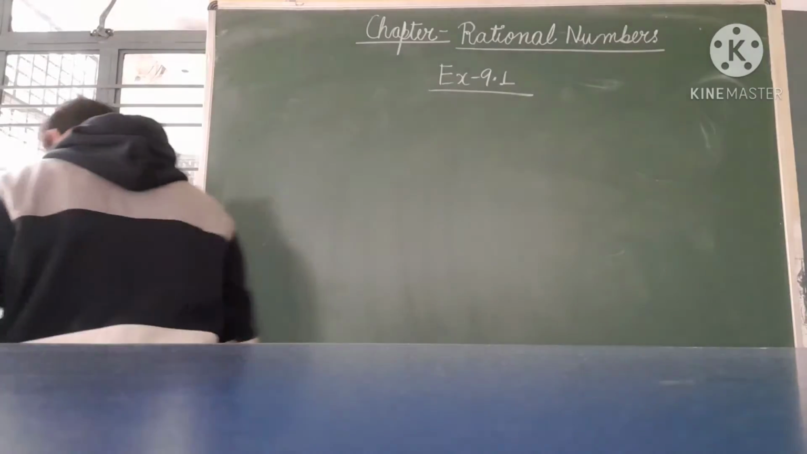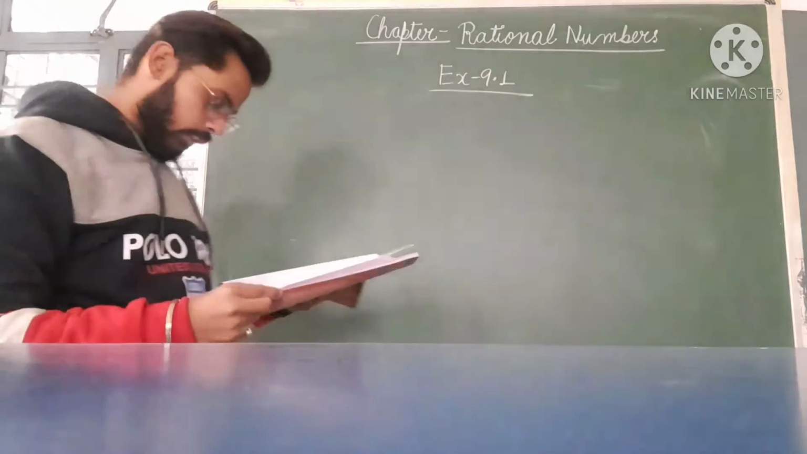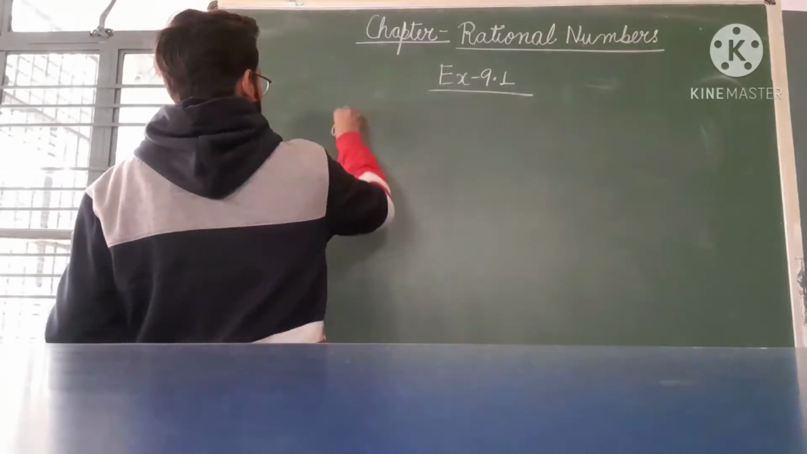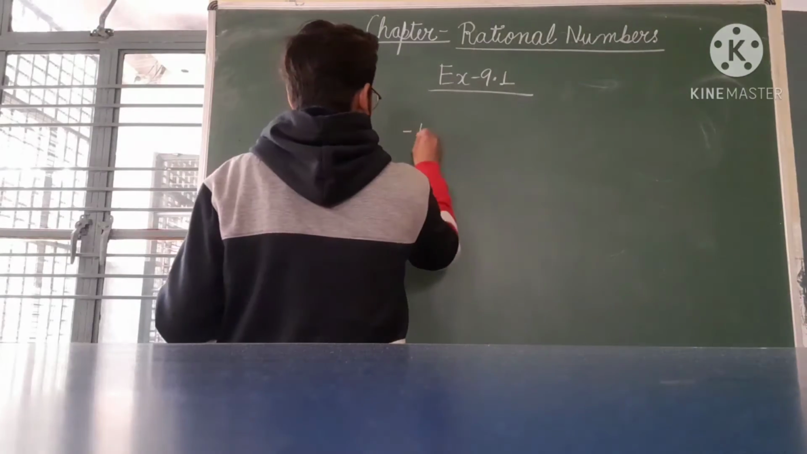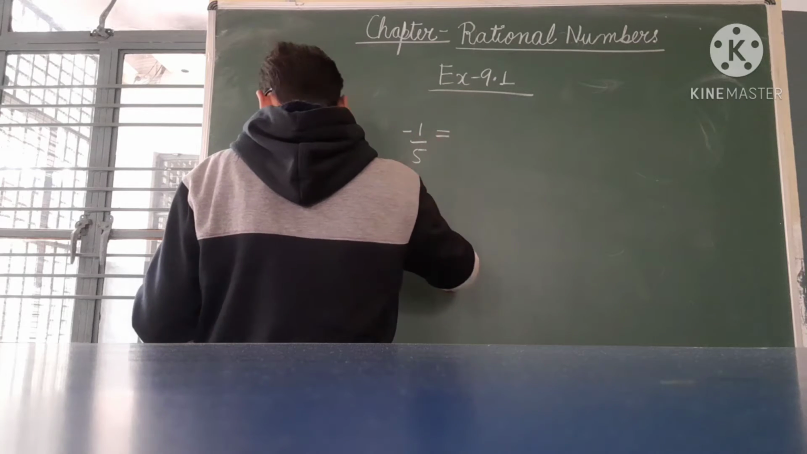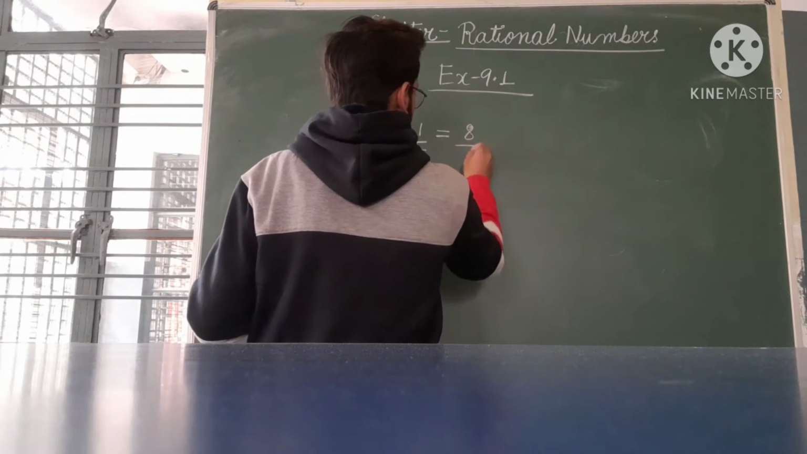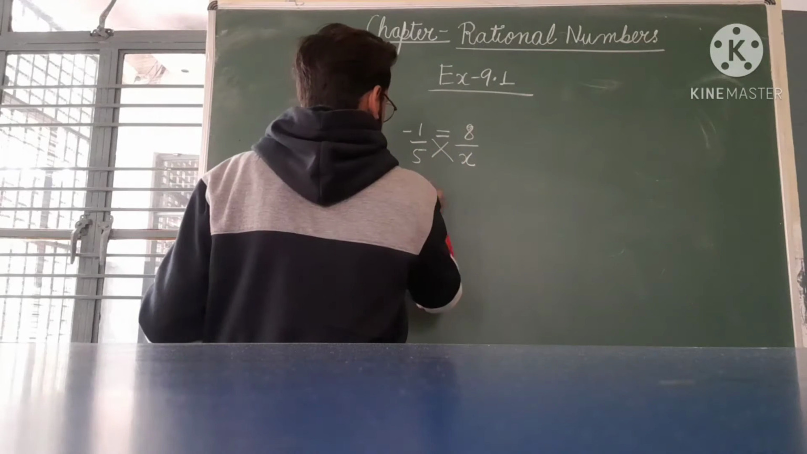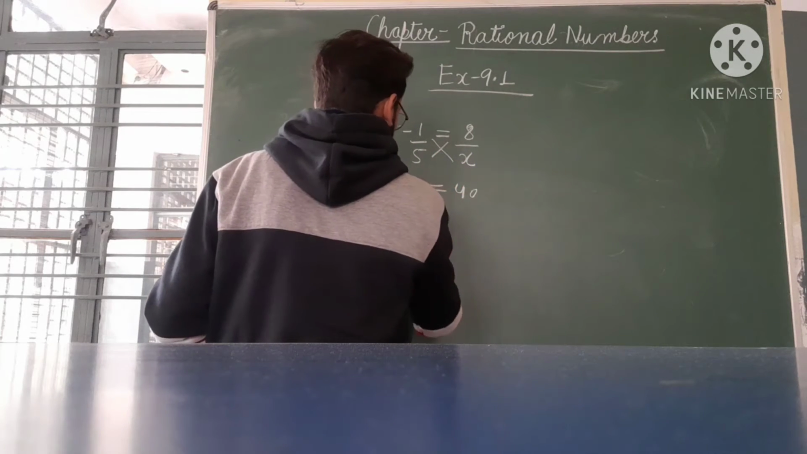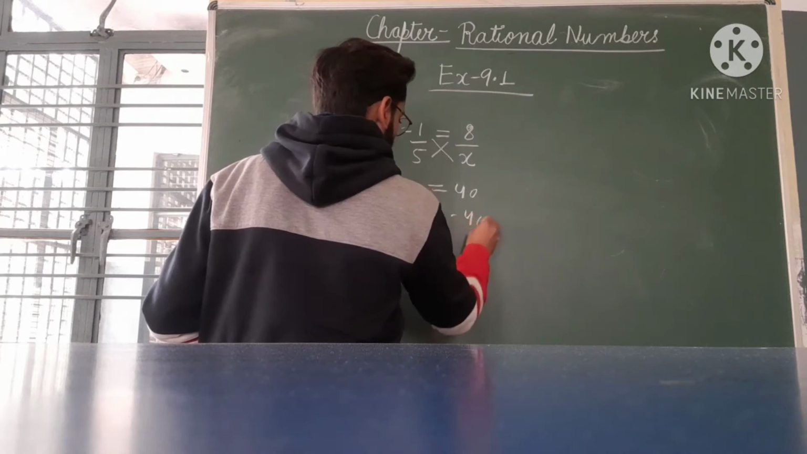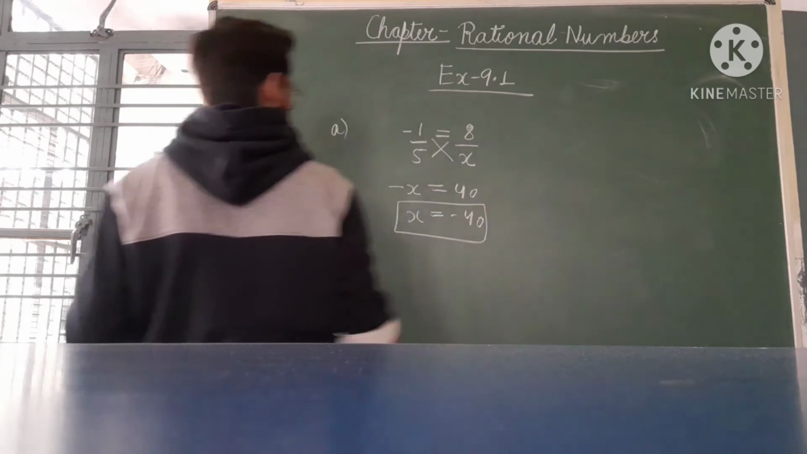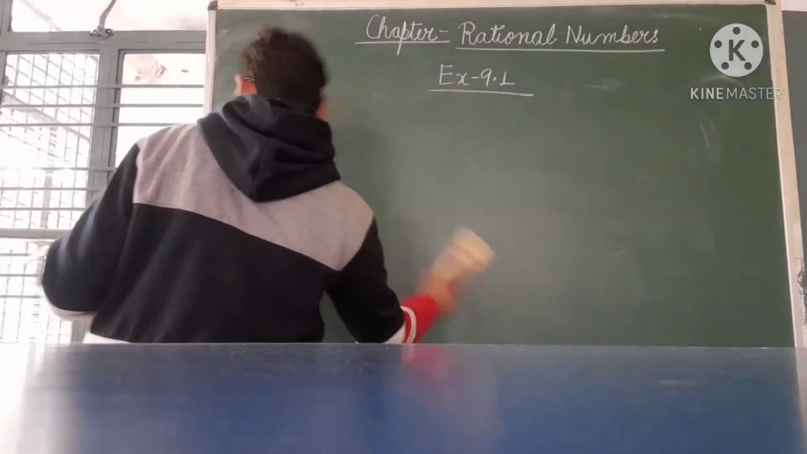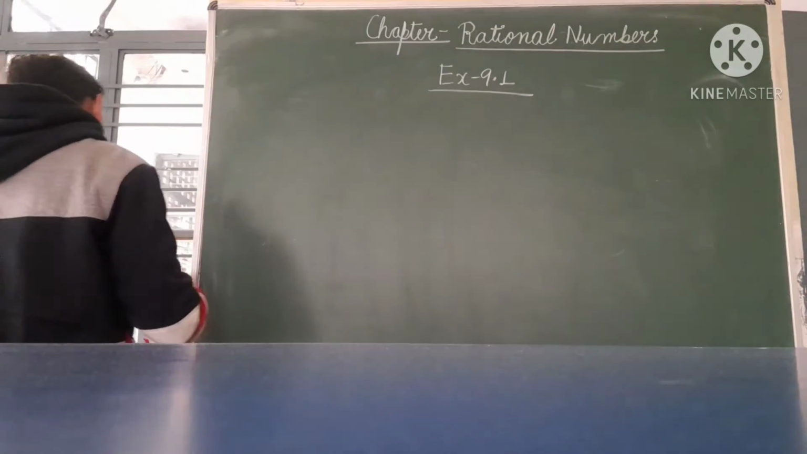Now next question, 11, do it yourself. Question 12: find the value of x. Suppose minus 1 by 5 is equal to 8 upon x. We have to find the value of x, just cross multiply it. Minus x into 1 is minus x, 8 fives are 40, the minus sign will come here, so x is equal to minus 40. We will get x is equal to minus 40. Like this we have to solve the questions.